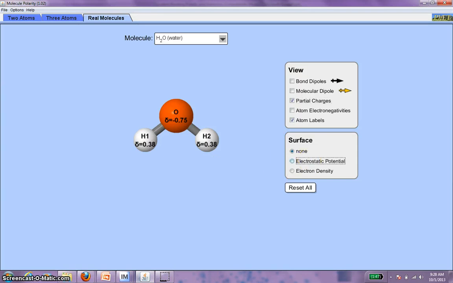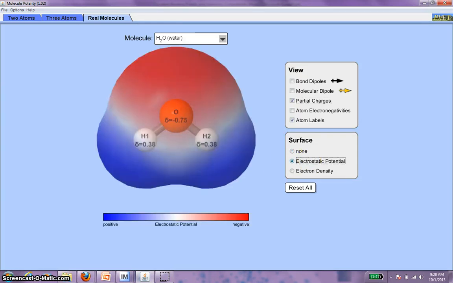And we can put in another animation on top of it, the electrostatic potential, that shows us where the molecule is positive and where it is negative. So water has this red side over here, which is negative, and then this blue side over here where we have the partial positive.